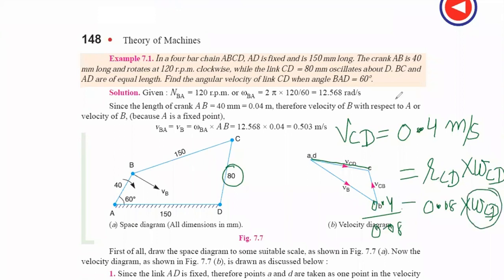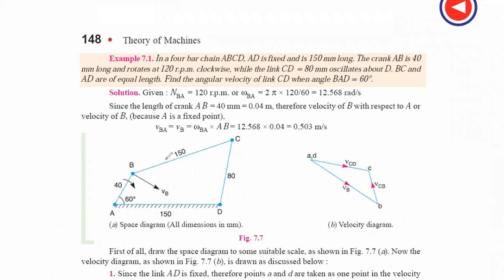If he is asking to calculate the velocity of the link CB, then do the same exercise. Measure this length in meter per second, not in centimeter. Not according to scale, but according to meter per second, that is equal to 0.15 multiplied by omega CB. This is how the angular velocity of the link CB can be calculated. So let us see what the answer is coming out to be.